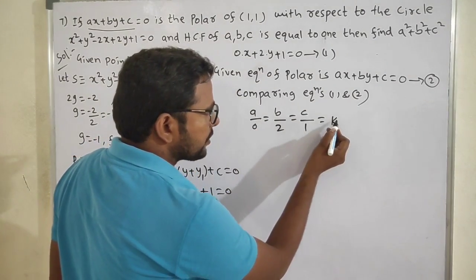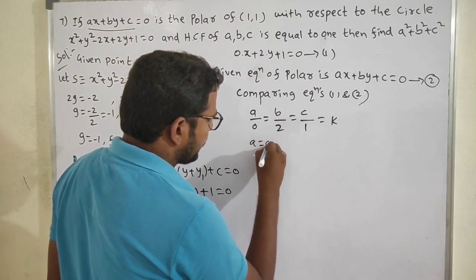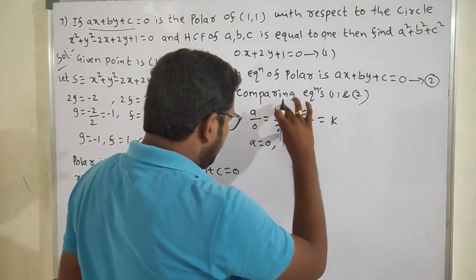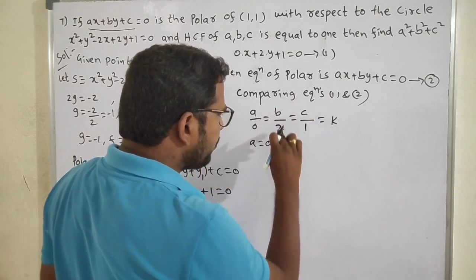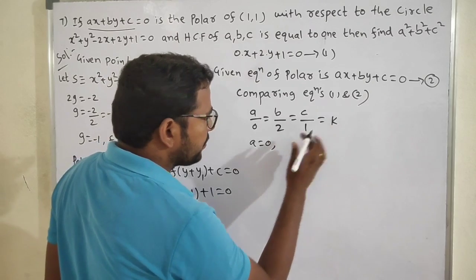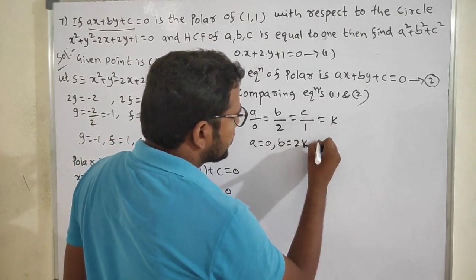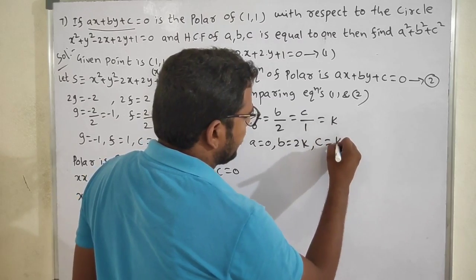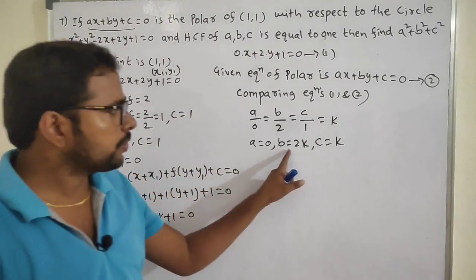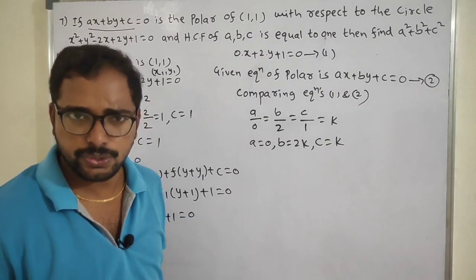a by 0 is equal to k, and 0 into k is 0, therefore a = 0. Second ratio, b by 2 equals k, sending 2 to the right side, b = 2k. And last, c = 1 into k, which is k. So a = 0, b = 2k and c = k. Here k can be any value.